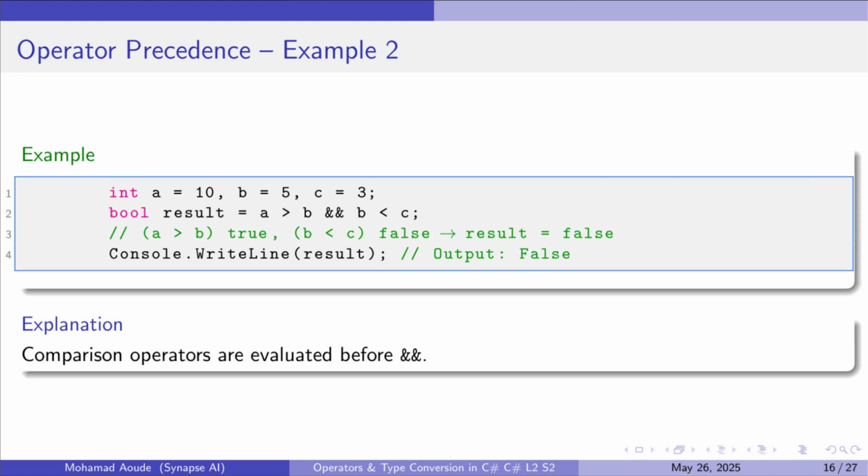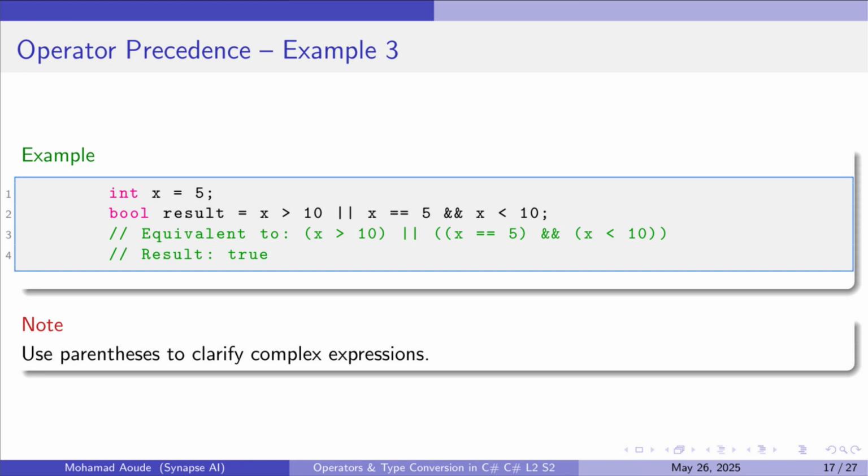In this Boolean example, comparisons run before the AND, so the value of a is greater than the value of b, and the value of b is less than the value of c, each evaluates the condition separately, then applies the conjunction to the results, yielding false.